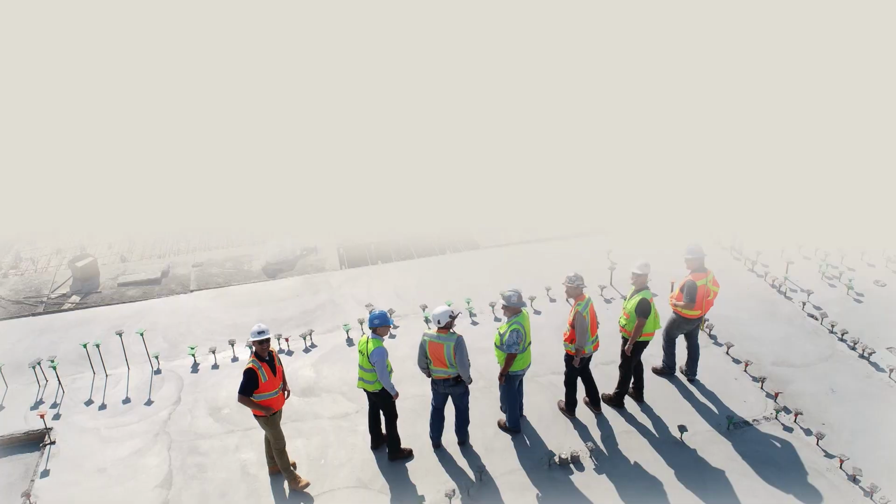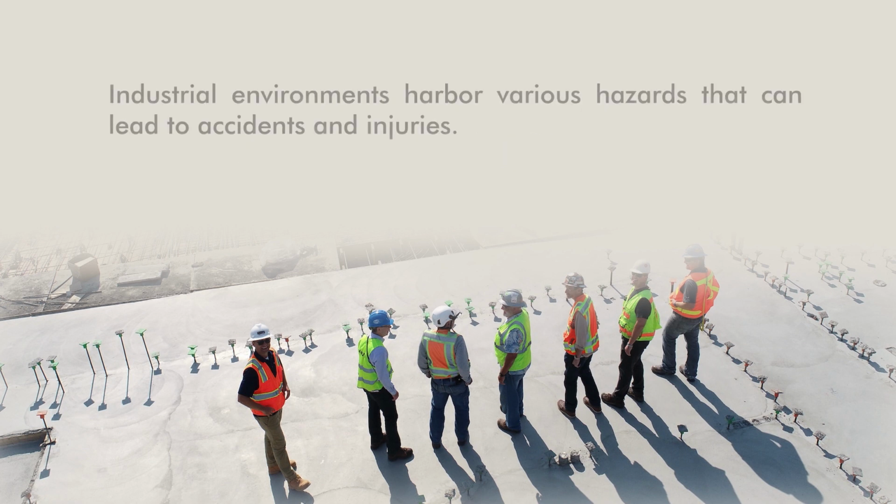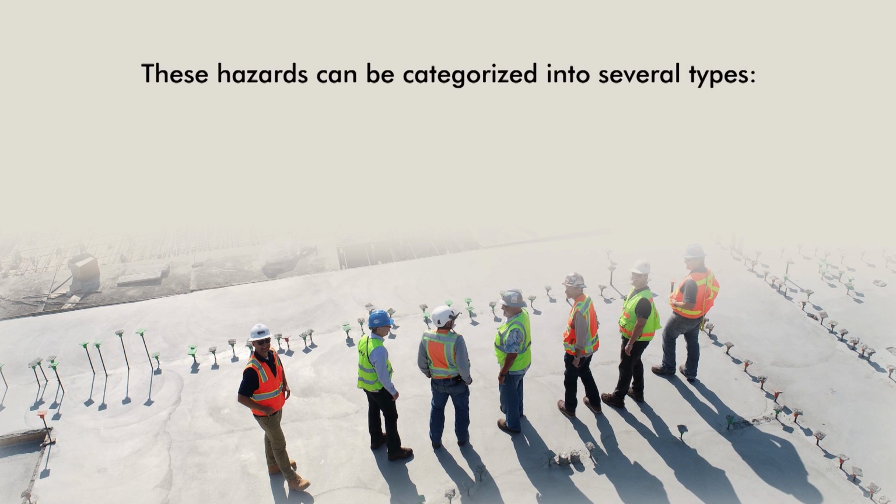Next we will see the types of various hazards in industrial settings. The industrial environment carries various hazards that can lead to accidents and injuries. These hazards can be categorized into several types.